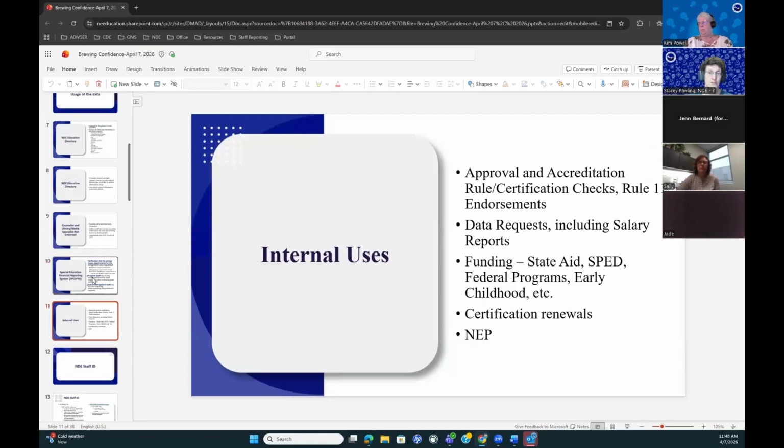So then we have a variety of internal uses that we use this for. This is how your teachers and your paras, how their experience is all being recorded, and it's synced back to different systems in NDE.